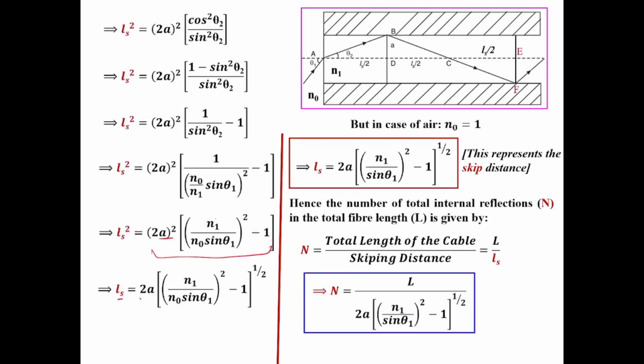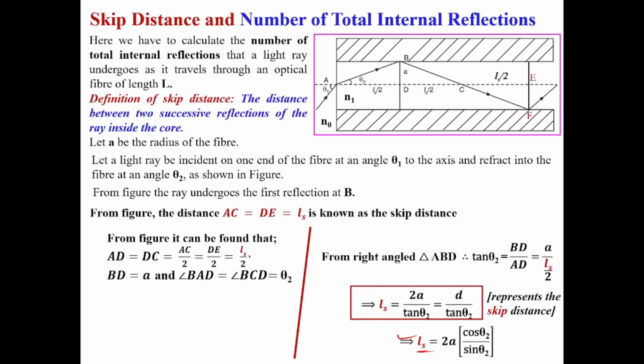So here the square is there, so it will be 2a and whole root over of this term, n1 by n0 sin theta 1 square minus 1, whole to the power 1 by 2. Okay, so here we found Ls in the form of sin theta 1. n1 is nothing but the refractive index of the core, 2a is the diameter of the core. Suppose these values are given, you just substitute the values and you can find Ls. Suppose theta 2 is given, then you directly use this formula to find Ls, the skip distance.